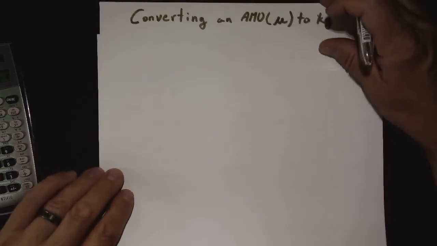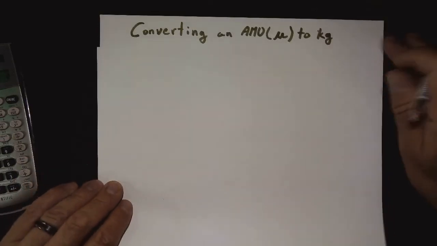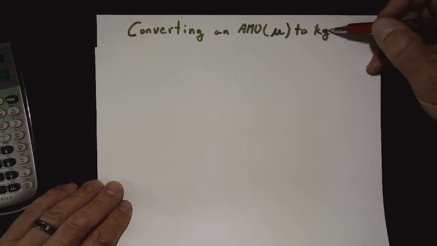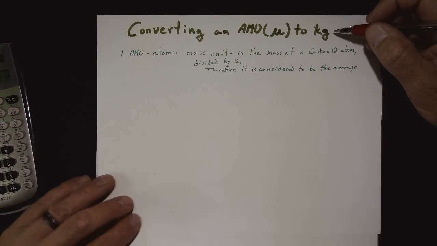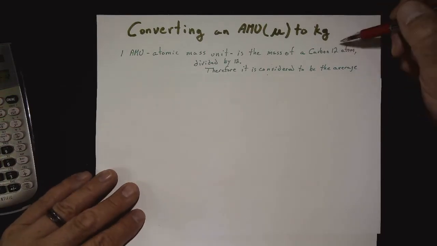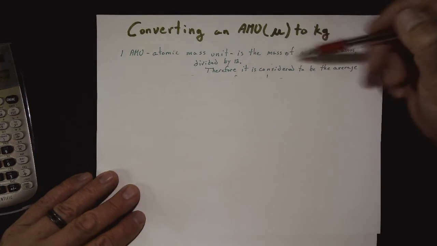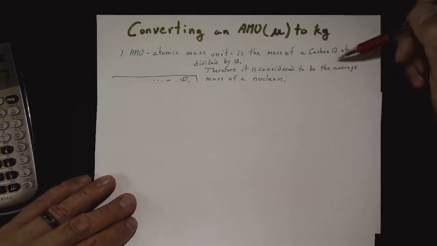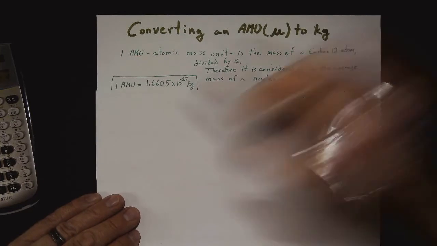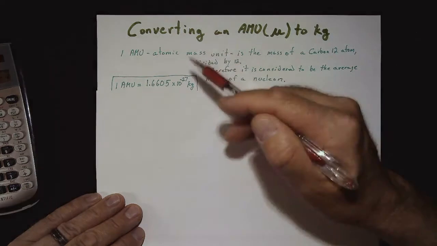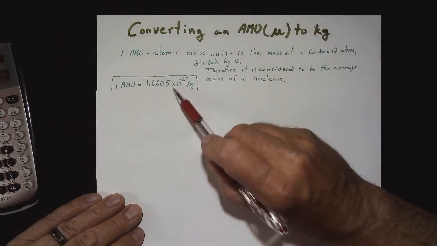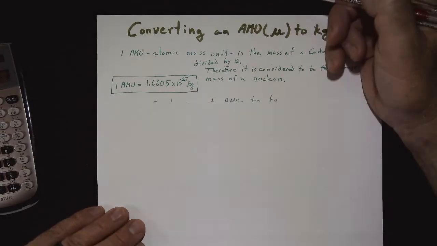Okay, so for the mass defect, we want to look at what the energy lost is. The first thing we need to do is convert an atomic mass unit to kilograms. Now you can imagine by this point in the course this is not going to be hard. 1 AMU, an atomic mass unit, is the mass of a carbon-12 atom divided by 12. Therefore, it is considered to be the average mass of a nucleon. 1 AMU is given as 1.6605, and we could carry that to more significant figures, they've gotten this quite precisely, times 10 to the minus 27 kilograms.